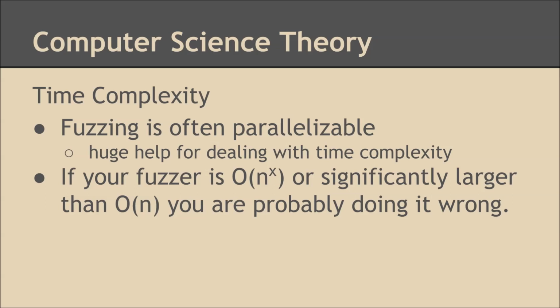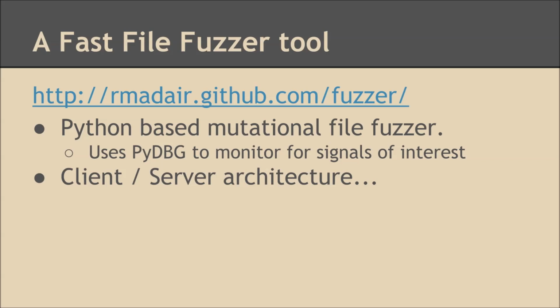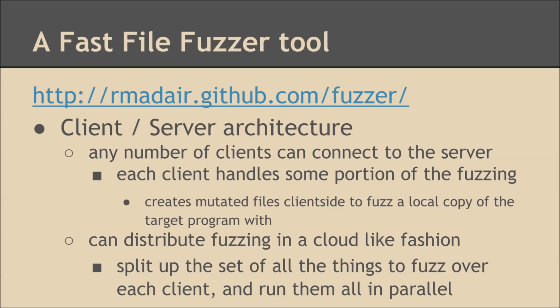This is a fast file fuzzer tool that our guest lecturer, Mitch, has put together. It's a Python-based tool. It uses mutational-based fuzzing and uses PyDebug to monitor for signals of interest in the target application. It has a client-server architecture that allows any number of clients to connect to the server and start fuzzing in a parallel fashion. Each client handles some portion of the fuzzing job. So it can distribute fuzzing in a cloud-like fashion and split up the set of all the things to fuzz among each client, and then run them in parallel.